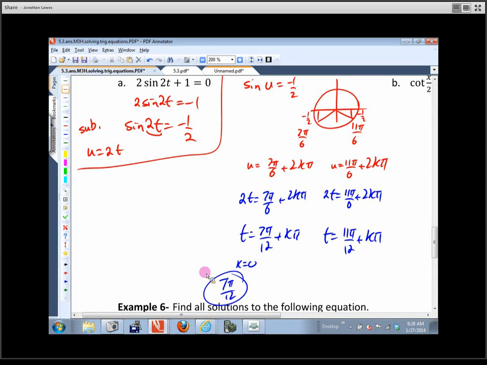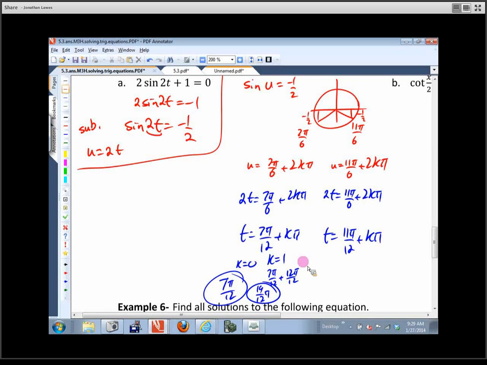Yes, it is, so we're going to keep it. What if I plug in a k equals 1? I get 7 pi twelfths plus 1 pi. So 7 pi twelfths plus 1 pi. I'm going to write 12 pi twelfths. Altogether, that's 19 pi twelfths. And is 19 pi twelfths between 0 and 2 pi? Yeah, 2 pi in terms of twelfths would be 24 pi twelfths, right? So do both of those work?